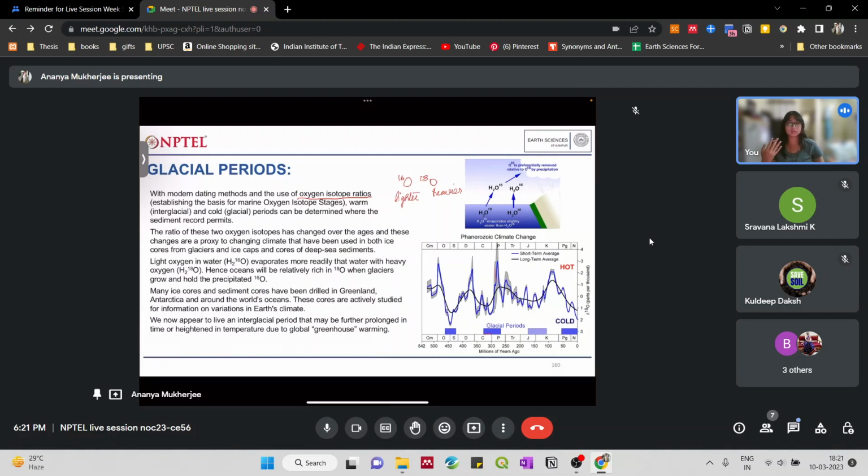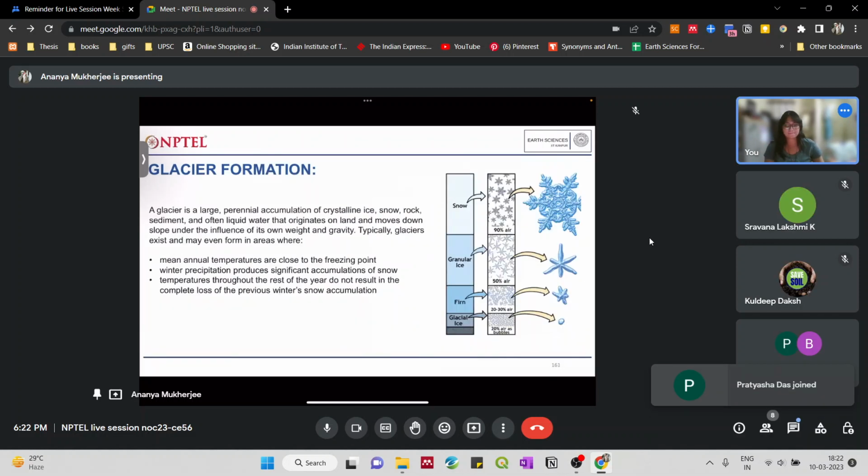So right now, we are living in an interglacial period. This is a warmer climate that we are in. There was a glacial period before this interglacial period started. So this is how we try to understand how glaciers are a proxy to climatic regime changes. Now we come to know how glaciers are forming.